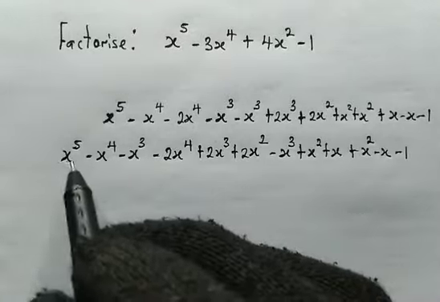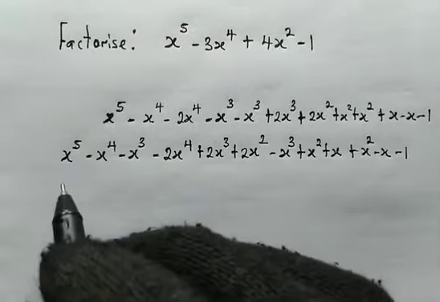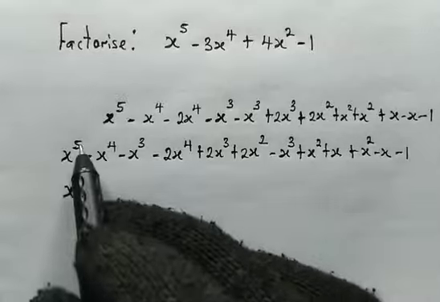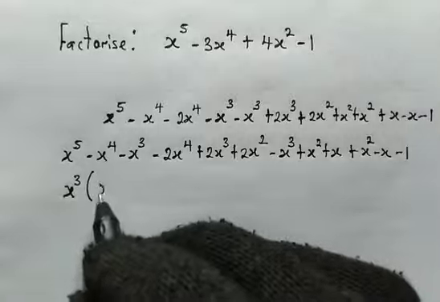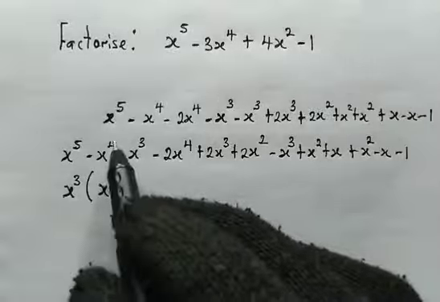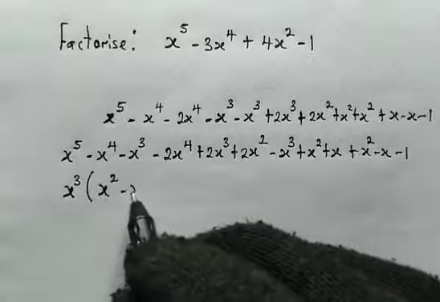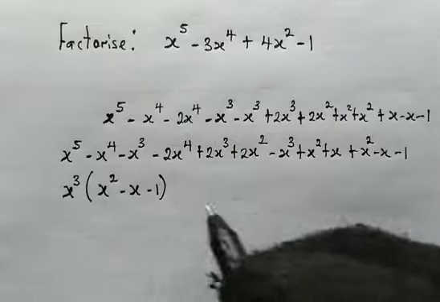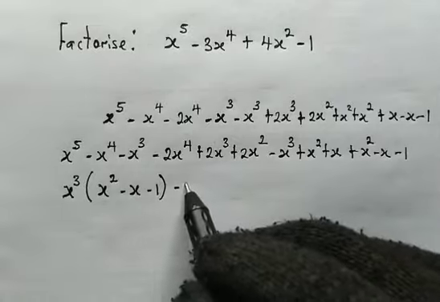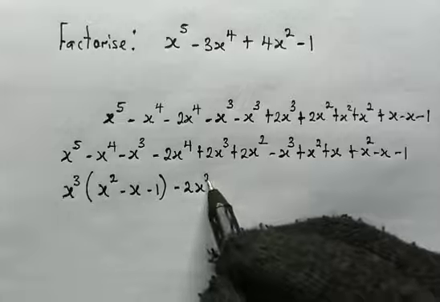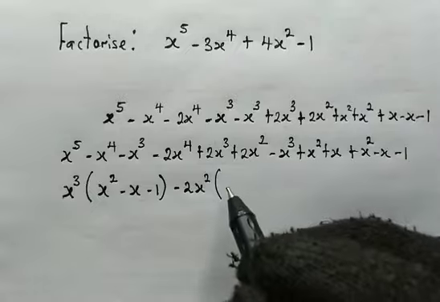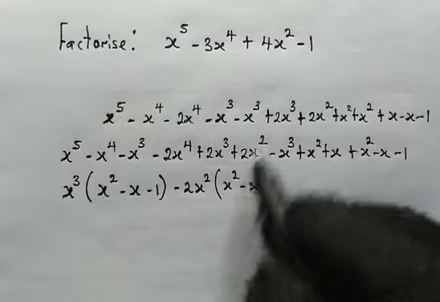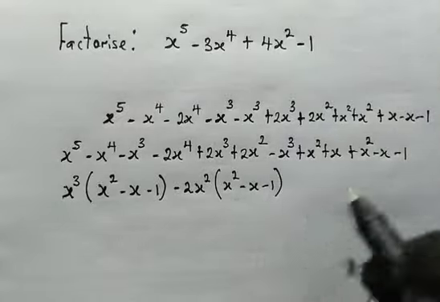Amazing. So now here, the common factor here is x cubed, right? So we factor it out. x cubed into bracket x to the power of 5 divided by x cubed will give us x squared. Negative x to the power of 4 divided by x cubed will give us negative x. Then negative x cubed divided by x cubed will give us negative 1. Okay, now from here we need to factor out negative 2x squared. Then this will give us here x squared, and here this will give us negative x, and from here this will give us a negative 1, right?